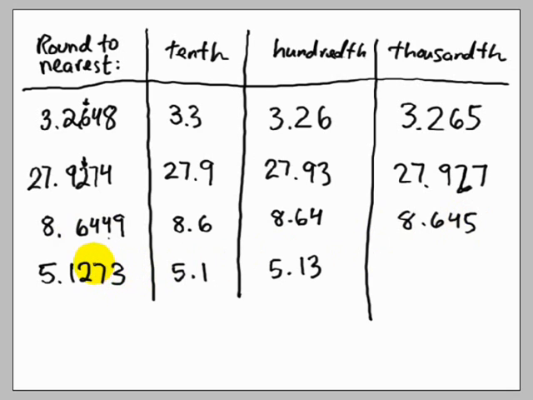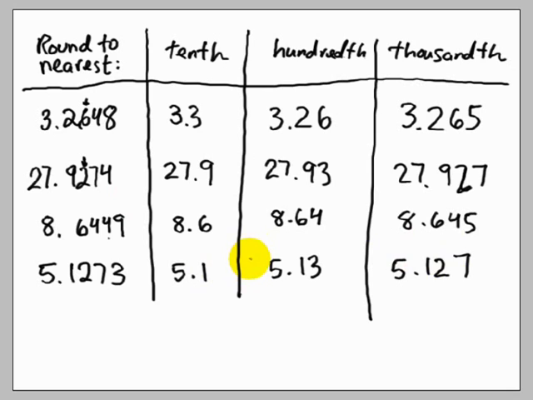On this one, the rounding digit is a 7. We look over 1 digit to the right. That 3 is smaller than 5, so we're just going to leave that alone as a 7 and chop off the 3. 5.127. Good.